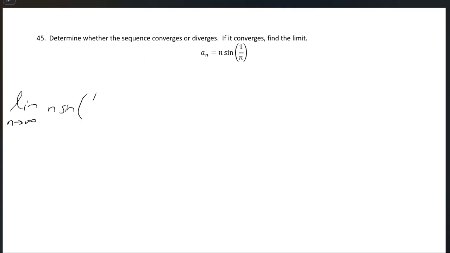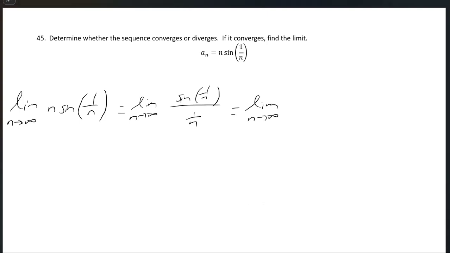n sine of 1 over n. Well, this is infinity times 0. So indeterminate product. Let's make it indeterminate quotient. So we can do sine of 1 over n on top and 1 over n on the bottom. Okay? Now, let's do L'Hopital's rule because now it is 0 over 0. So when we differentiate the top, what do we get? We get cosine of 1 over n, and we need to differentiate the inside, the chain rule. I'm just going to write 1 over n prime because we also have to differentiate that at the bottom.